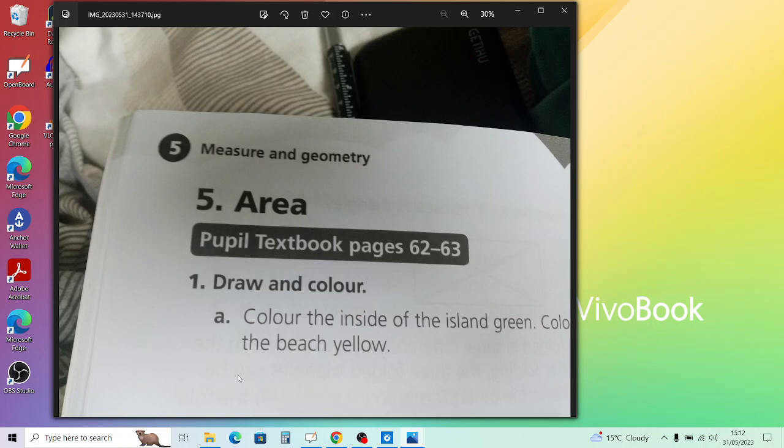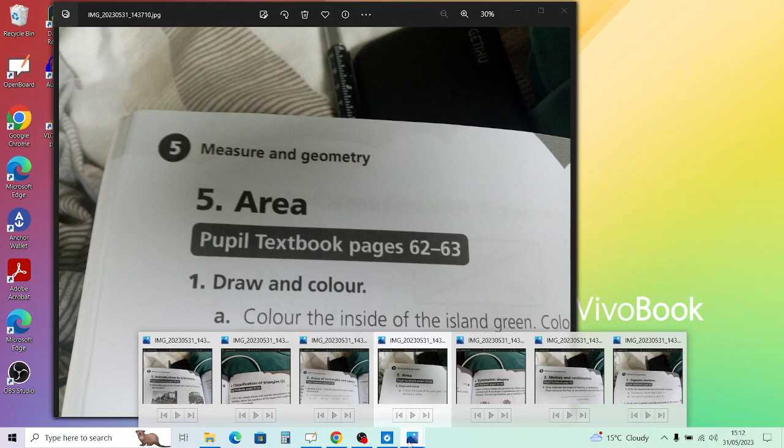Quick practice: draw a shape that has an area of 10 squares. So whatever shape you want to do with 10 squares, you can do it a rectangle shape if you want to, or however you want to do it. Use halves if you want to do that. And then moving on to 6, which is called areas of rectangles and squares.